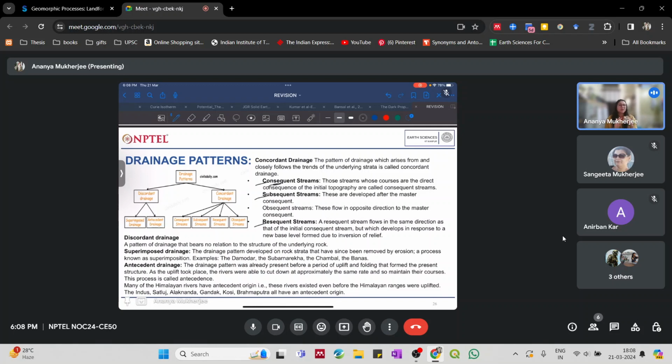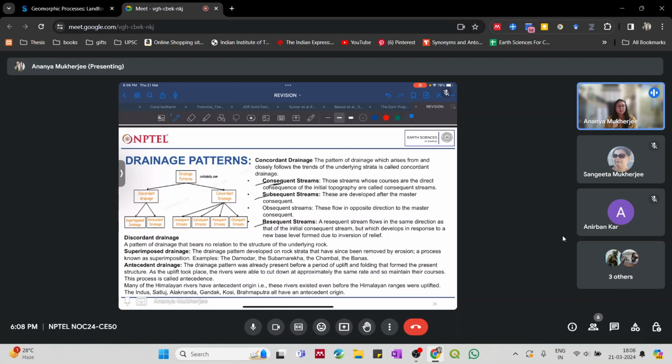Okay, so while it would seem discordant, even though the flow direction is different, it will still be controlled by the topography or the structural feature that is present in the opposite direction of the flow. Okay, a flow of the consequent stream.